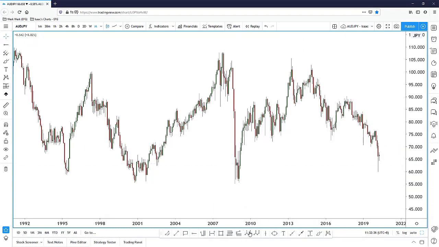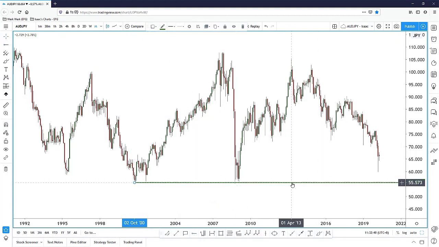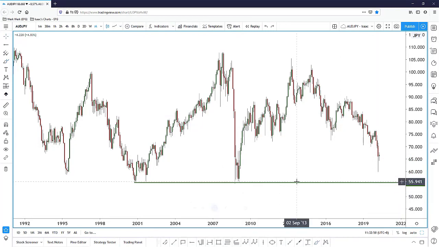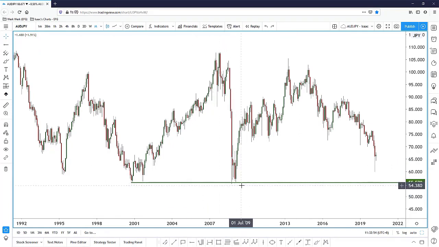Okay, so now we have the Aussie Yen on the monthly, and we see that we have this long-term support level, graphical support somewhere down here, right? Price came close and it seems like price could possibly drift lower towards this level here. Okay, and we want to confirm that this long-term support level is also in line with any Fibonacci ratios, so we can either use Fib retracement or Fib extension.